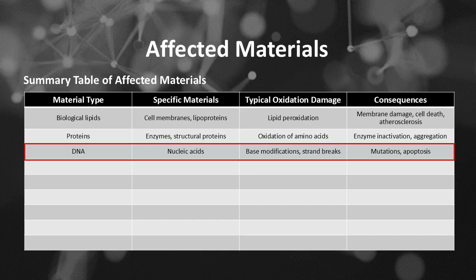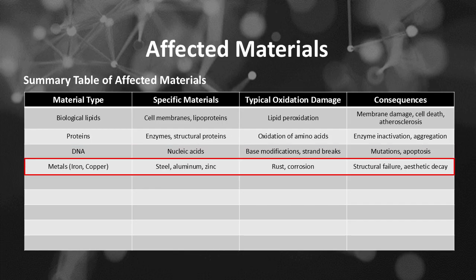For material type DNA, the specific materials are nucleic acids, then the typical oxidation damage is base modifications, strand breaks, then the consequences are mutations, apoptosis. For material type metals, such as iron, copper, the specific materials are steel, aluminum, zinc, then the typical oxidation damage is rust, corrosion, then the consequences are structural failure, aesthetic decay.